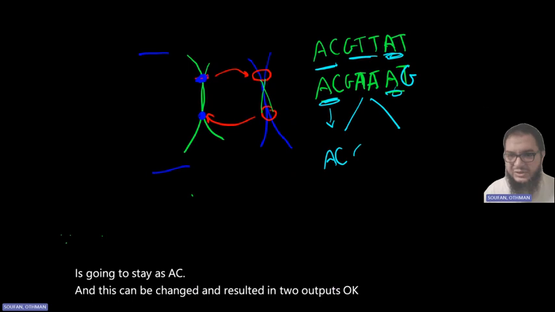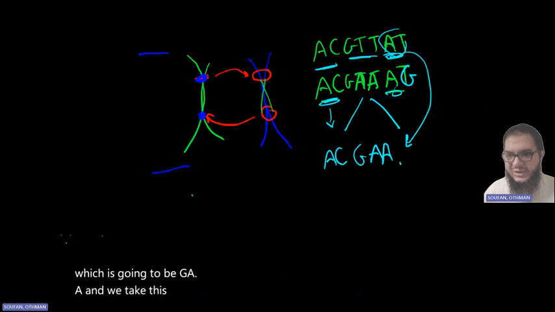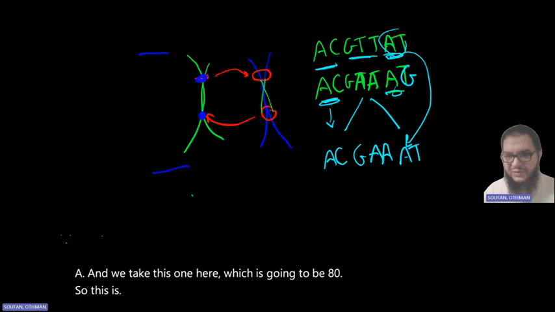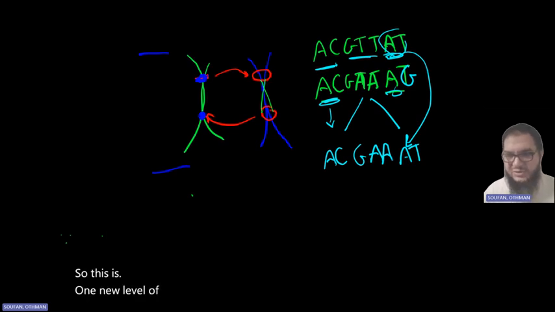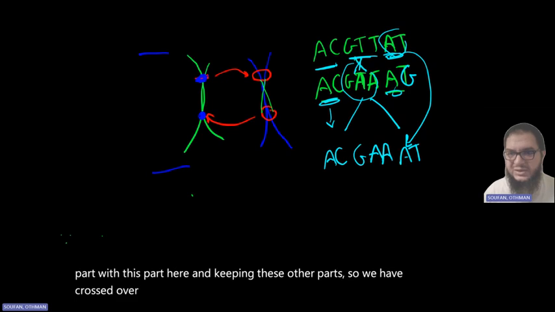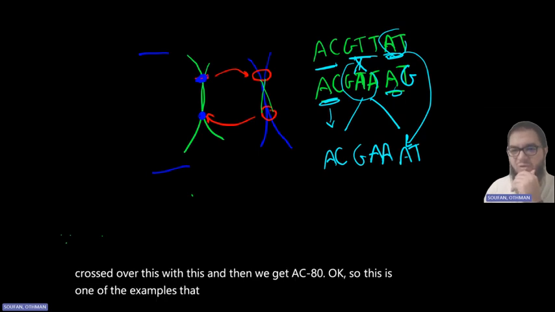One, which is going to be GAA, and we take this one here, which is going to be AT. So this is one new level of information, okay, as a result of crossing over this part with this part here and keeping these other parts. So we have crossed over this with this, and then we get AC, GAA, AT, okay? So this is one of the examples that shows how crossover takes place.